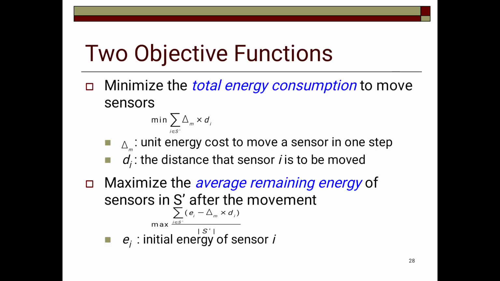Two objective functions. Minimize the total energy consumption to move sensors. That is the main objective. Minimize the sum of delta M times Di, where delta M is the unit energy cost to move a sensor in one step, and Di is the distance that sensor i is to be moved. Second, maximize the average remaining energy of sensors in S prime after the movement.